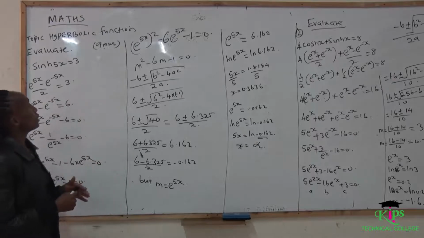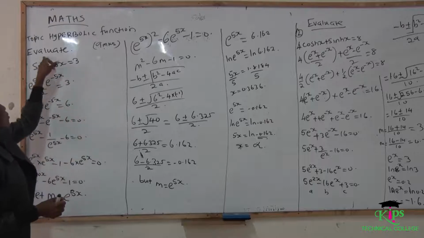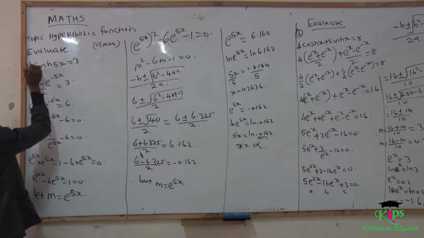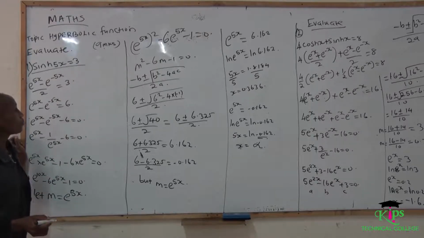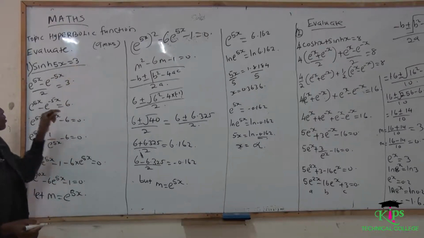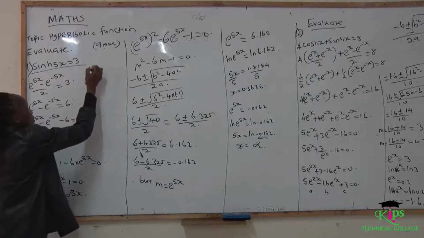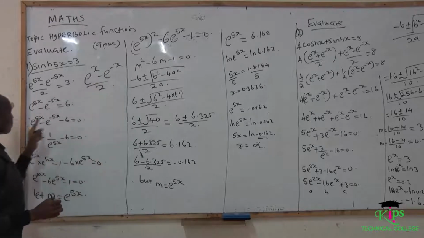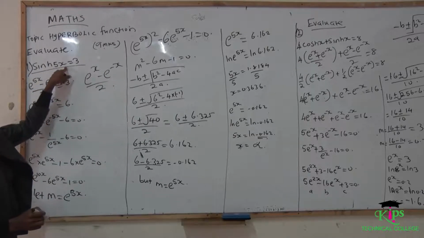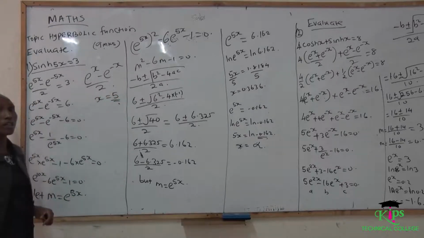We want to evaluate. This one was an example from a past paper, and you are given 9 marks. The question was: evaluate sinh 5x is equal to 3. If we get sinh 5x is equal to 3, we are supposed to remember the formula, whether it is cosh or sinh. In our case, if it is sinh, it is exponential x minus exponential negative x over 2. But in our case, we are given sinh 5x. That means the value of x now is 5x.